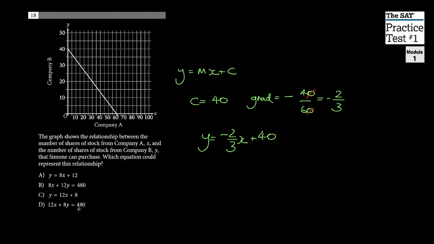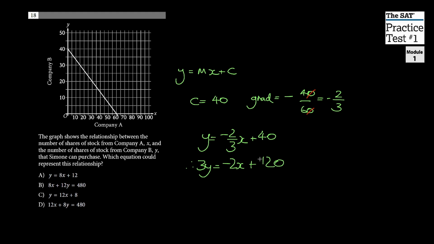It doesn't look like any of the options here. First thing to note is no denominators, so I'm going to multiply through by 3. Here we've got to work towards the answer. Clearly A and C are out of it.